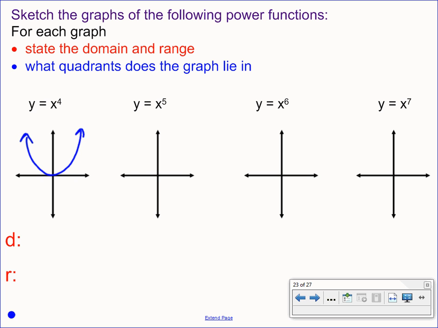The domain for all power functions is all reals. The range, however, for even power functions is restricted to only non-negative. So y is greater than or equal to 0. And in which quadrants does the given graph lie? You can see 1 and 2, the top quadrants.